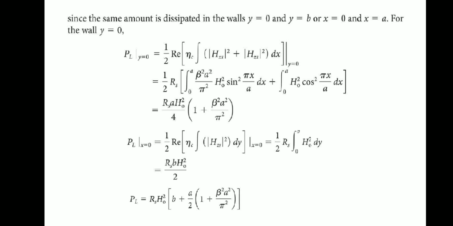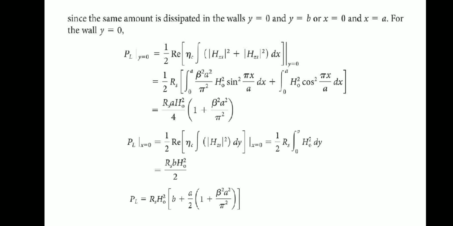To find this, first we can find PL at y equal to 0. Then it is half into real of eta c into the integral of hxs whole square plus hzs whole square dx at y equal to 0, that is the power loss at y equal to 0. After integration and substituting hzs and hxs, you will get it as Rs a h0 square divided by 4 into 1 plus beta square a square by pi square.